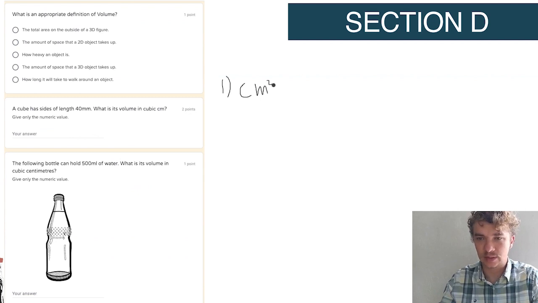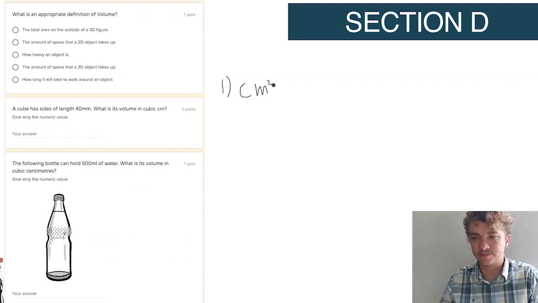Next question. What is an appropriate definition of volume?